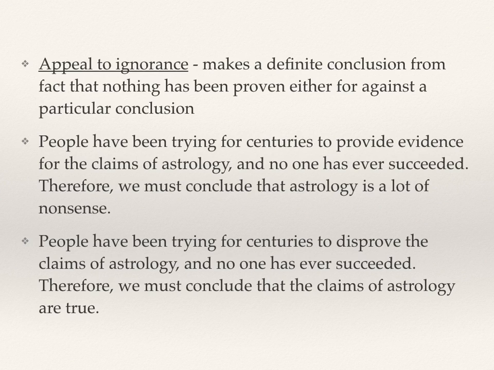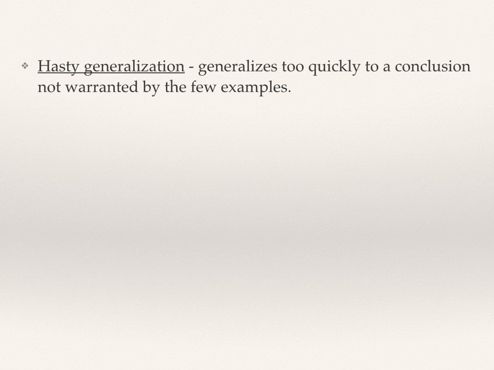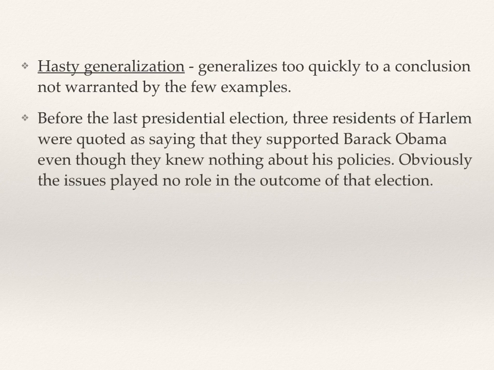So this deals with cases that can either be proven or disproven, and one cannot make definite conclusions from those facts. The next fallacy is the fallacy of hasty generalization, which generalizes too quickly to a conclusion not warranted by just a few examples. So, for instance, before the last presidential election, 3 residents of Harlem were quoted as saying that they supported Barack Obama, even though they knew nothing about his policies.